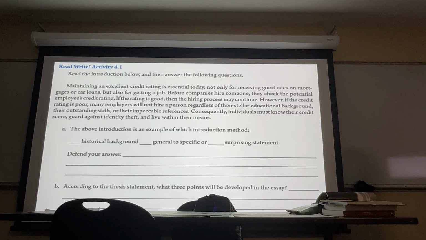And we defended it. So according to the thesis statement, what 3 points would be developed in the essay? 1, give me a point. What 3 points? There are 3 points, you find one of them, according to the thesis statement.